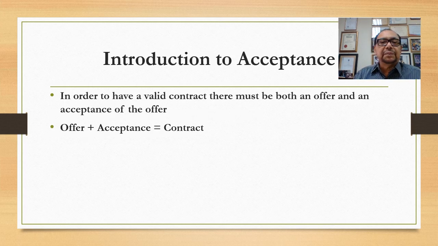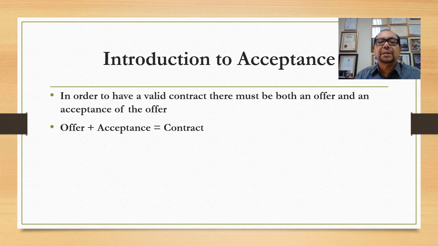So what is acceptance? In order to have a valid contract, this is an important phrase, you underline it, valid contract, in your notes. We will repeat it all the time in the lecture. In order to have a valid contract, there must be both an offer and an acceptance of the offer. So you can see here, offer plus acceptance is equal to contract. If there's no offer, no acceptance, or either one is not there, there's no contract. Very simple, very basic thing.